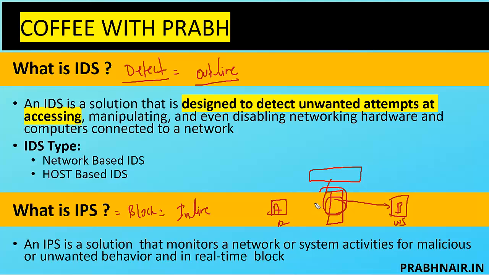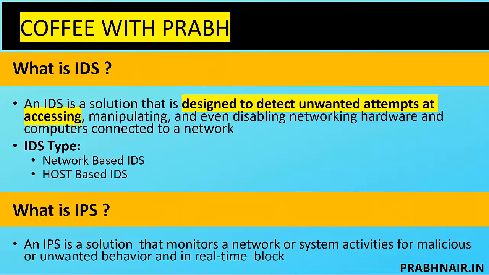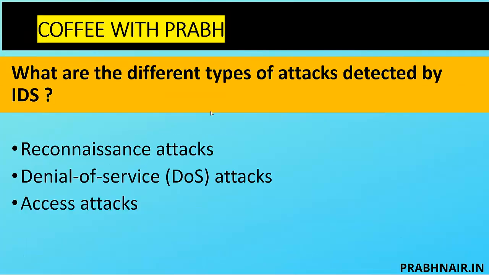If not, it will log, but it will not block. So IPS is preventive in nature and IDS is detective in nature. Okay. So the question is, what are the different types of attacks detected by the IDS?